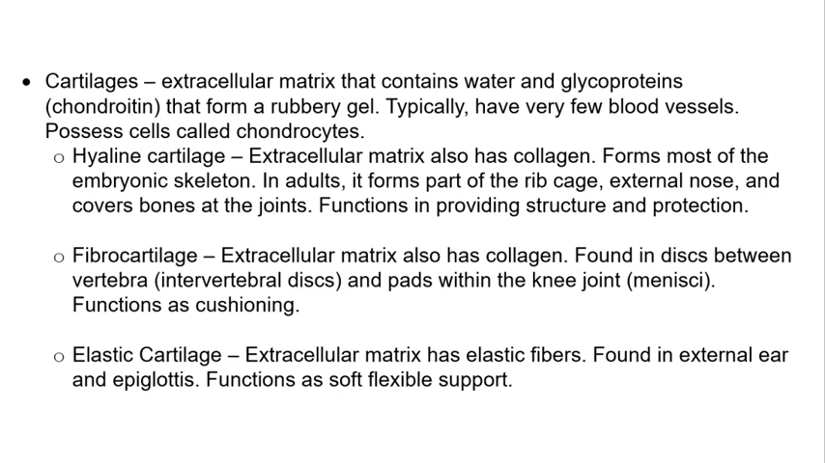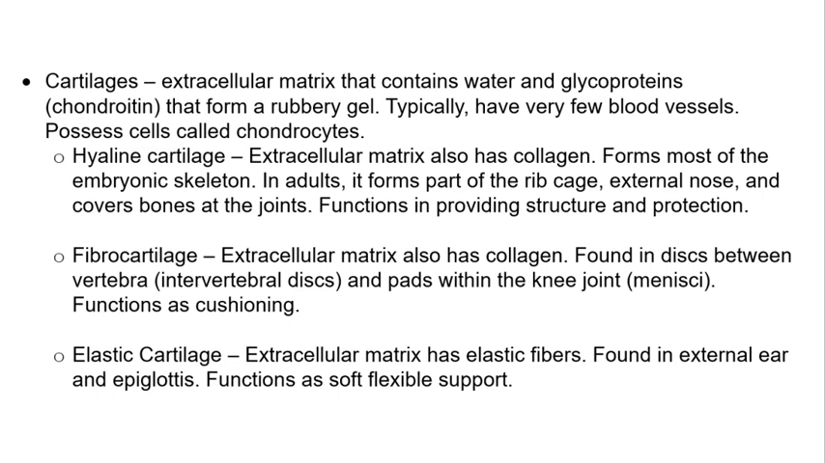The cartilages possess an extracellular matrix that's composed of a glycoprotein called chondroitin, which functions to trap water and has the properties of a rubbery gel-like material. Typically, cartilages have very few blood vessels, meaning that they are slow to grow and slow to heal if they become injured or damaged. Suspended within the extracellular matrix are the cartilage cells called chondrocytes. There are 3 types of cartilages within the body.